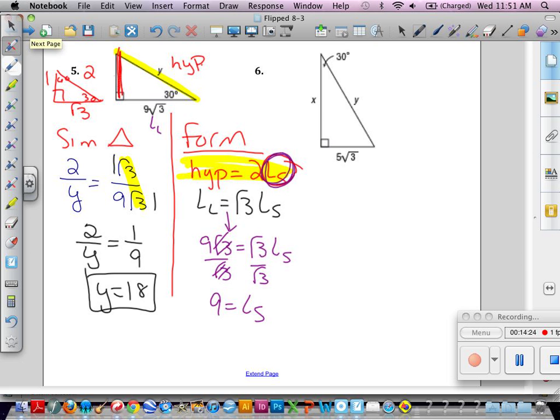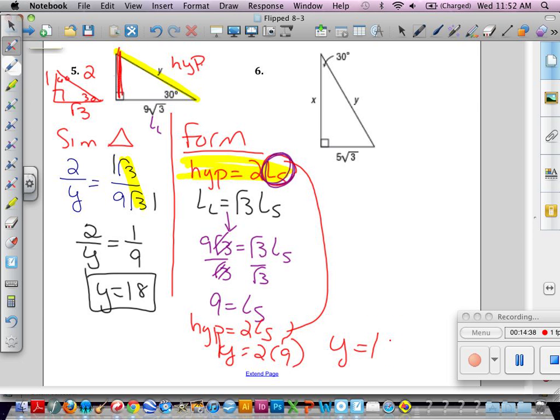Now you can use this formula. Hypotenuse equals 2 short legs. Hypotenuse is y equals 2 times 9. Y is 18. So I've really done these problems using the similar triangles, and I've also used the formula.